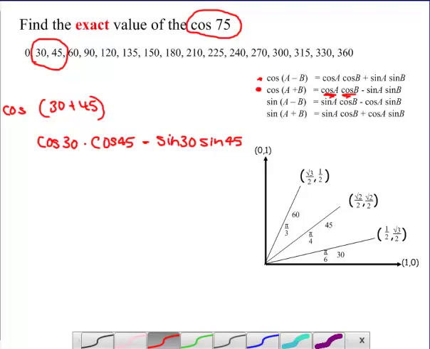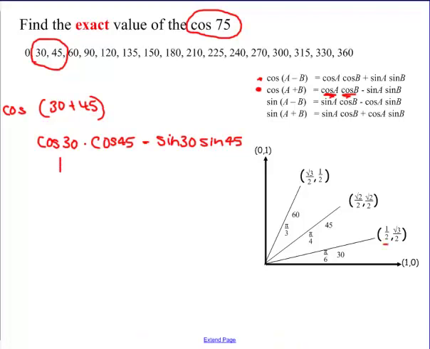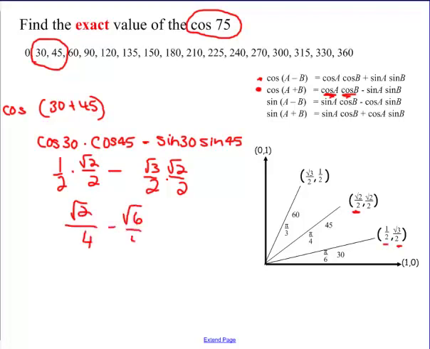All right, cosine of 30. Here's 30, cosine is 1/2. Cosine of 45 is radical 2 over 2. Sine of 30, radical 3 over 2. And the sine of 45 is radical 2 over 2. Clean it all up. And that's what you get.